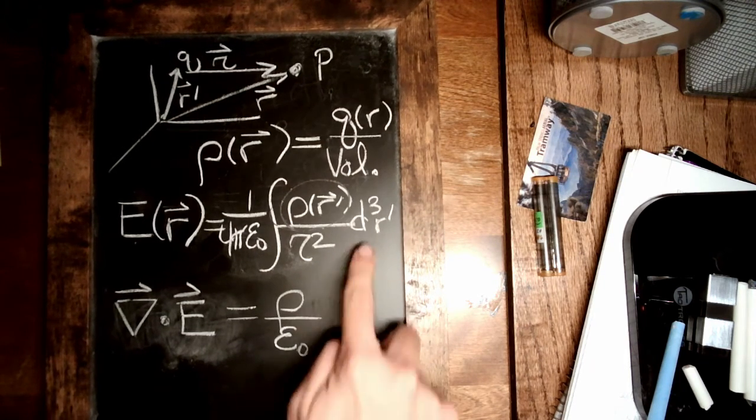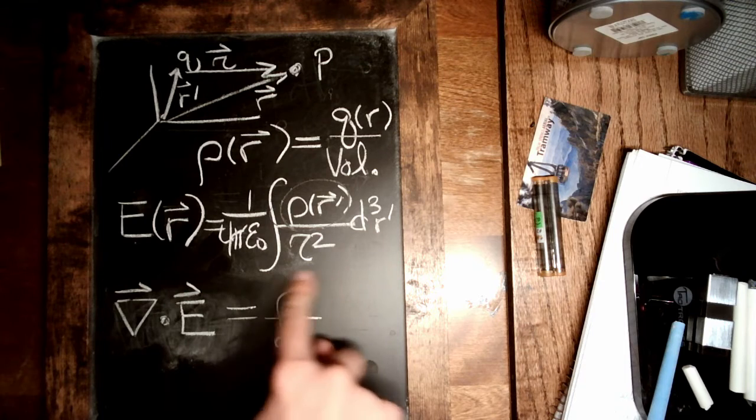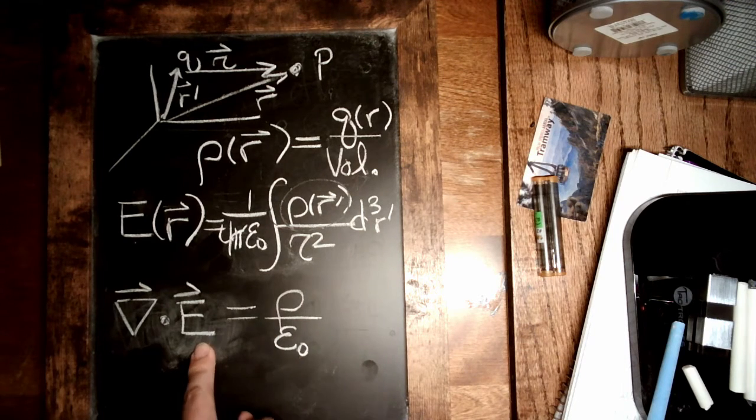So these are the two major definitions we're going to use for how a source, this charge density, leads to an electric field, shown in either of those two equations. Isn't that just lovely?